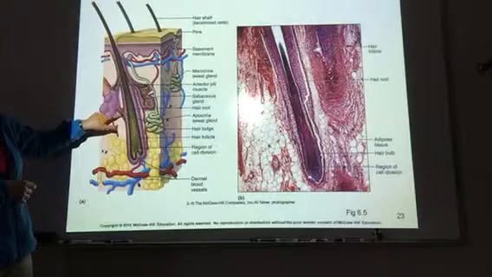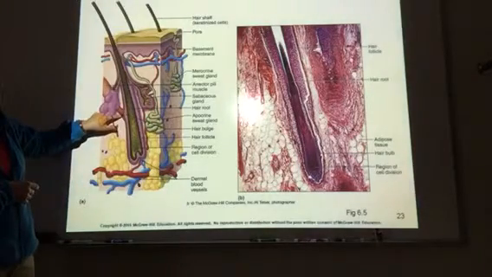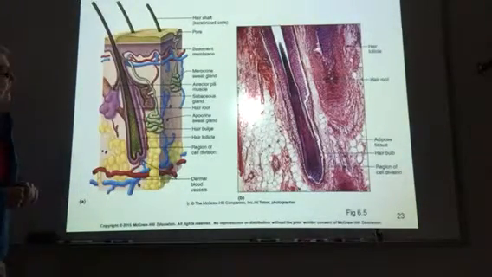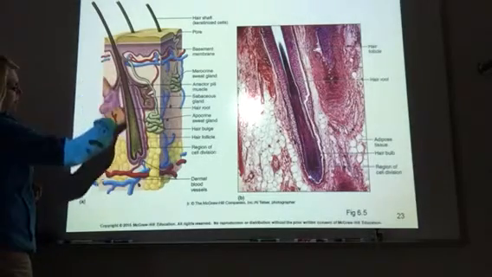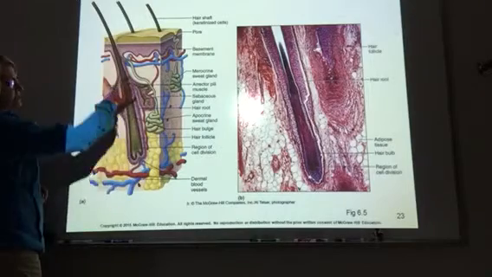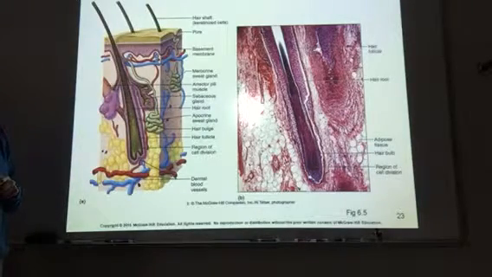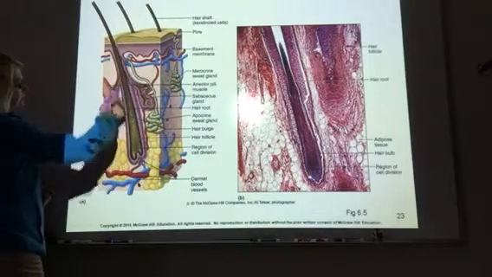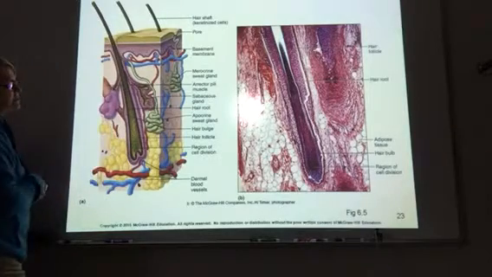There's a little hair bulge that basically is a part of the follicle. The hair follicle is this whole lining that surrounds the root part of your hair. So the hair follicle surrounds all parts.